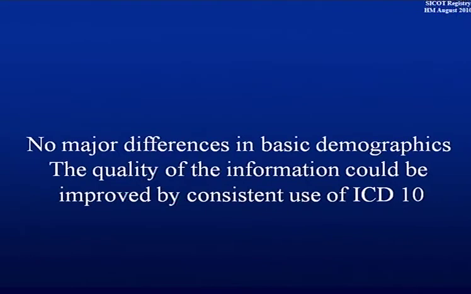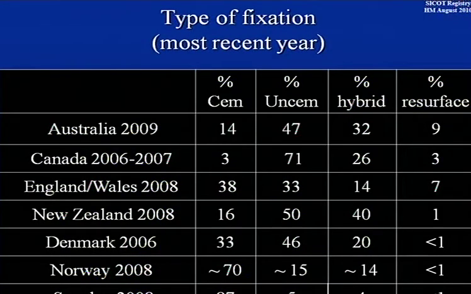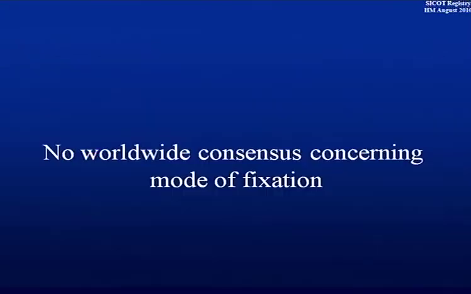The quality of the information could be improved by a consistent use of ICD-10 across the board. Type of fixation, then there's really no agreement anymore. Canada, 3% cemented, up to Sweden, 85, I think it is a misquote, 87. There's no consensus how to do this. Resurfacing, 10% in Australia, down to hardly used in the Scandinavian registry. And of course, that will give us a lot of very valid information at the same time.